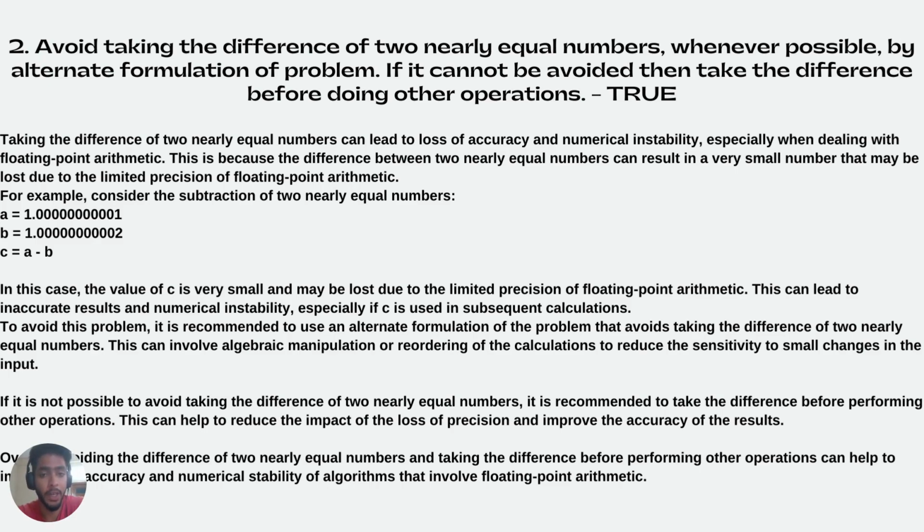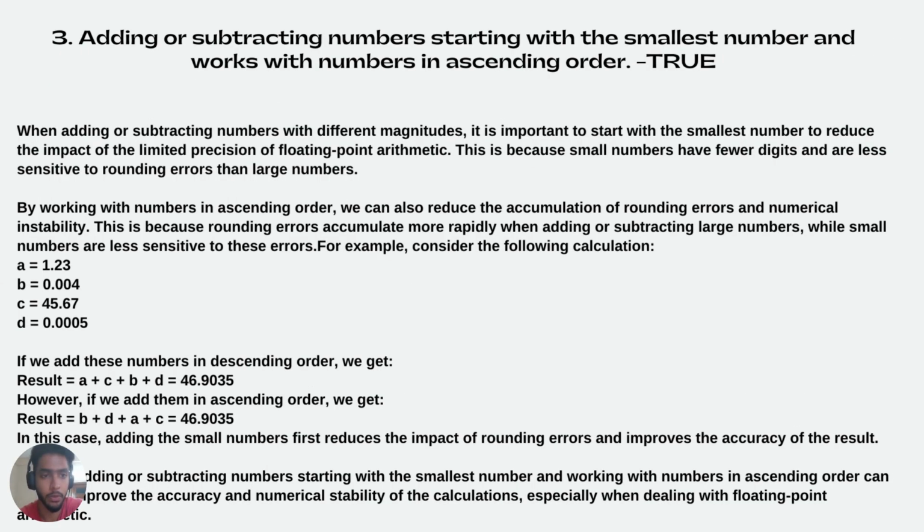So, if we can avoid taking such insignificant differences, then we should go for it, because it can involve algebraic manipulation or reordering of calculations to reduce sensitivity to small changes in the input. If it is not possible to avoid taking the difference of two nearly equal numbers, it is recommended to take the difference before performing the other calculations. This can help to reduce the impact of the loss of precision and improve the accuracy of the results. Let's move on to the next question.